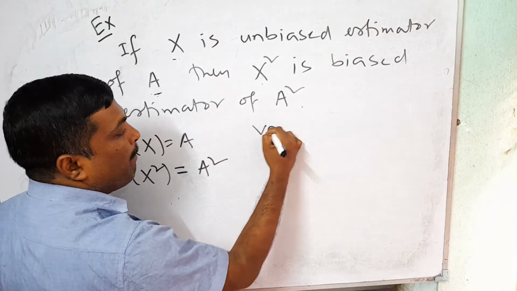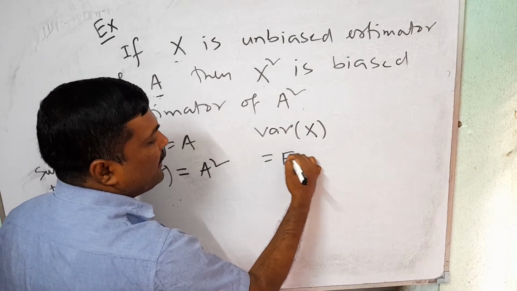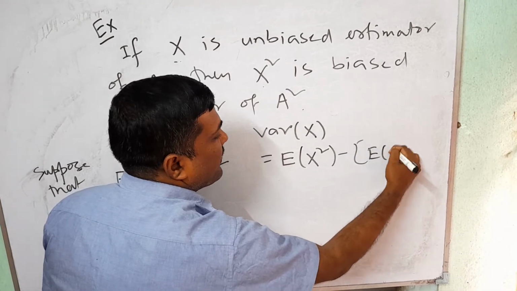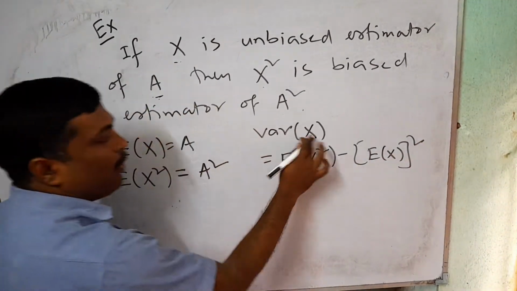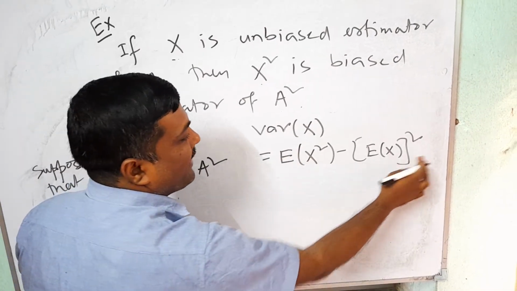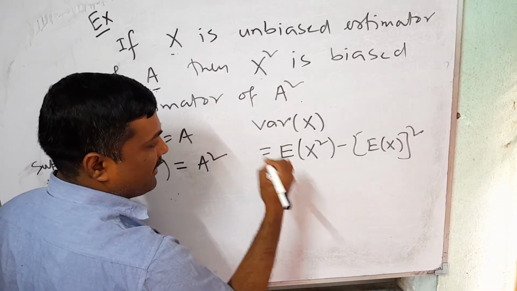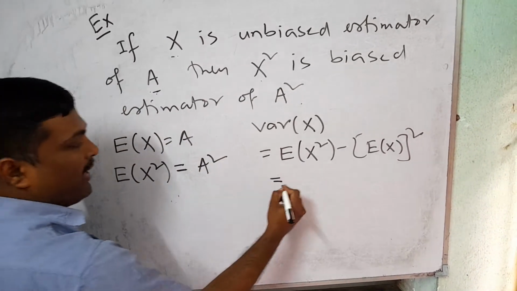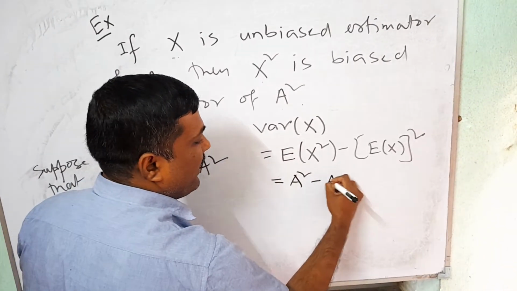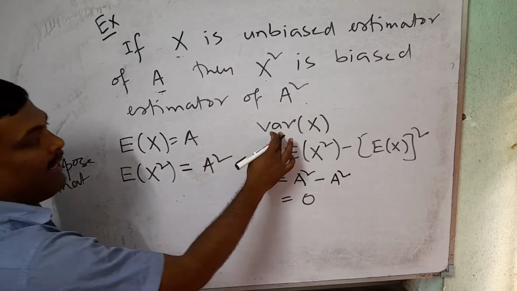Now, var of x. What is var of x? The variance of x formula is E of x square minus E of x whole square. Now E of x square is A square, minus E of x is A, so it is A square. So var of x equals 0.